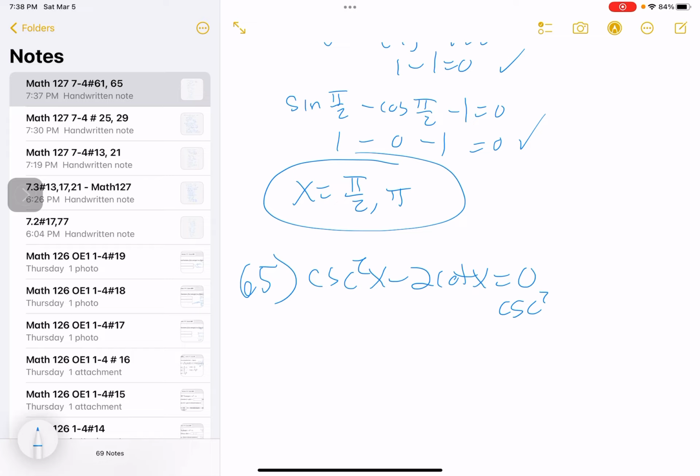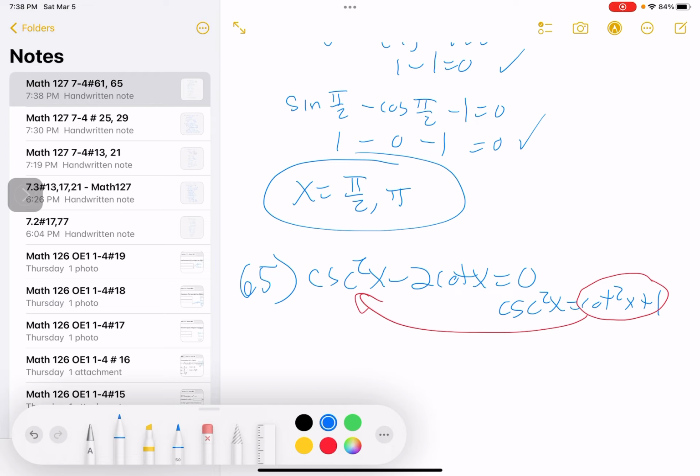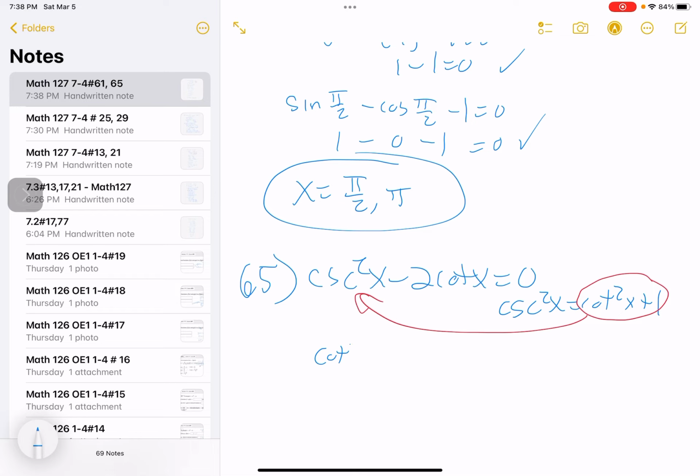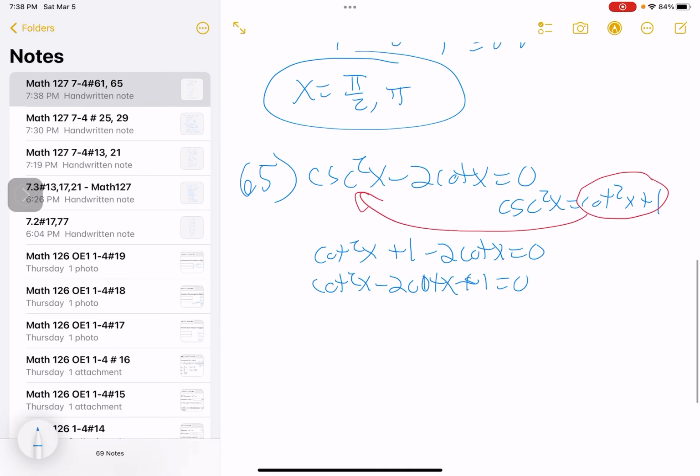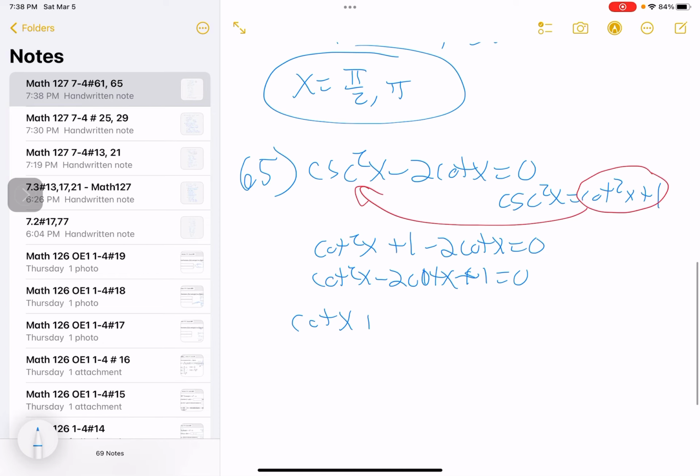The cosecant squared x equals cotangent squared x plus 1. So we immediately substitute this cotangent squared x plus 1 in place of this cosecant squared x. And now we have everything in terms of a single trig function, which is our goal. So we have cotangent squared x plus 1 minus 2 cotangent x equals 0. So cotangent squared x minus 2 cotangent x, not squared, plus 1 equals 0.